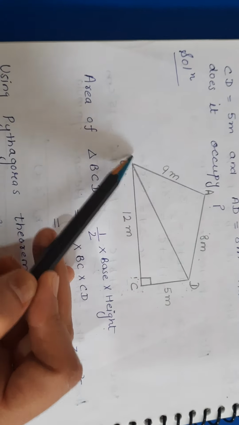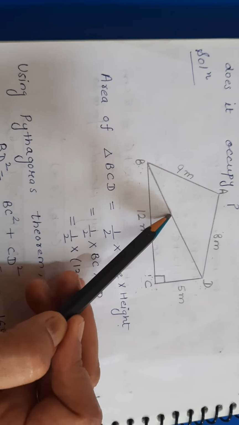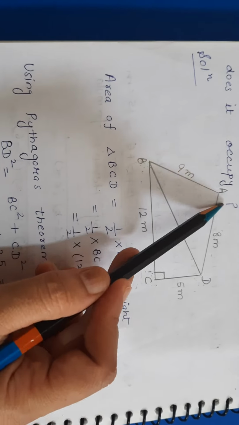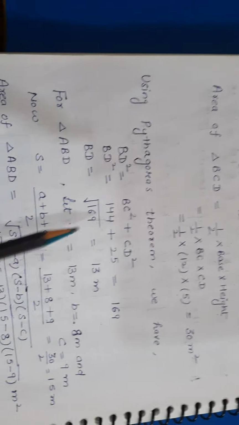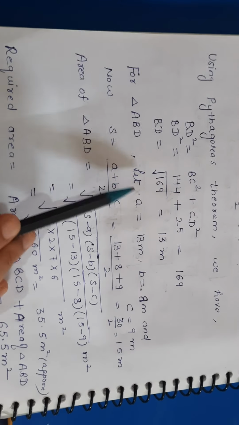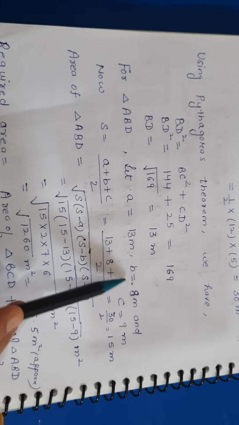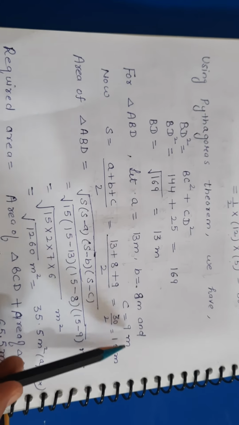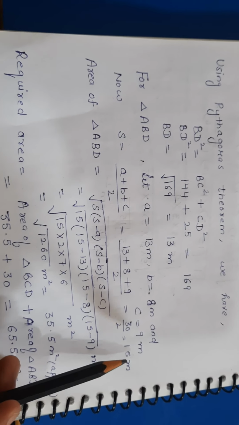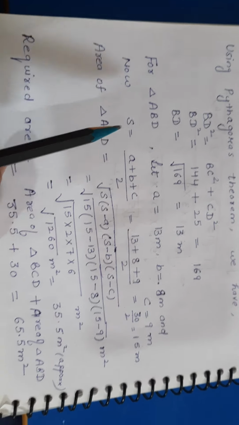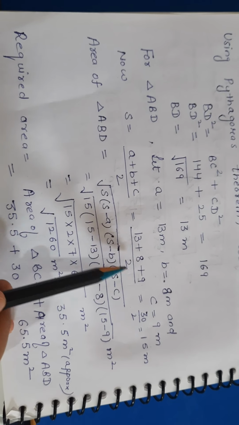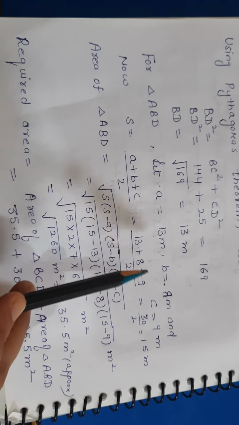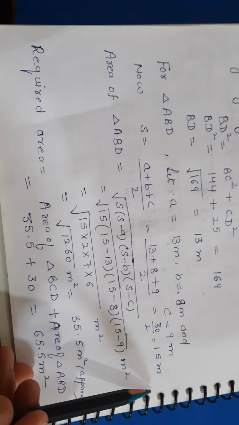Now in this triangle ABD, we have all three sides. Side AB is 9 meter, side AD is 8 meter, and this is 13 meter. So let us assume that in triangle ABD, a is 13 meter, b is 8 meter and c is 9 meter. Now we are going to use Heron's formula for finding the area of triangle ABD. First the semi-perimeter s is (a plus b plus c) by 2. So 13 plus 8 plus 9 by 2. 13 plus 8 is 21, plus 9 is 30, by 2 is 15 meter.